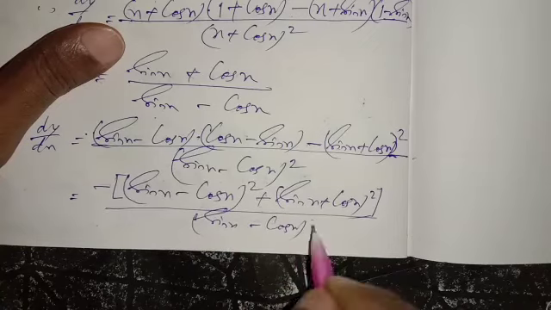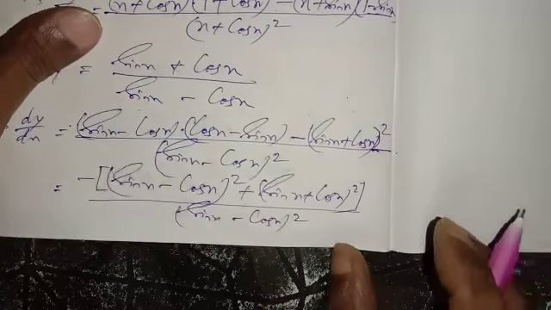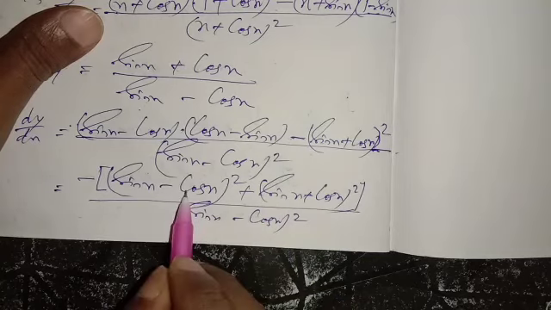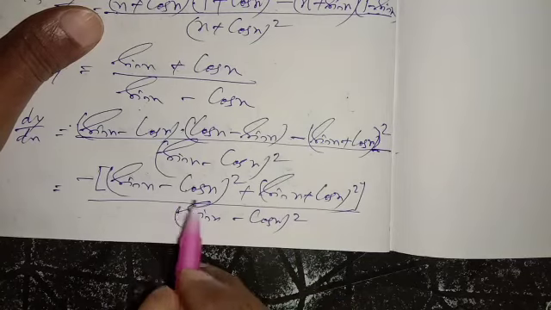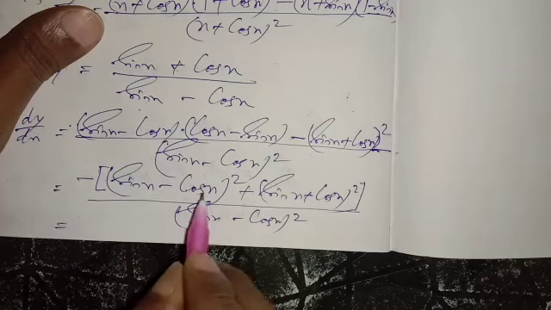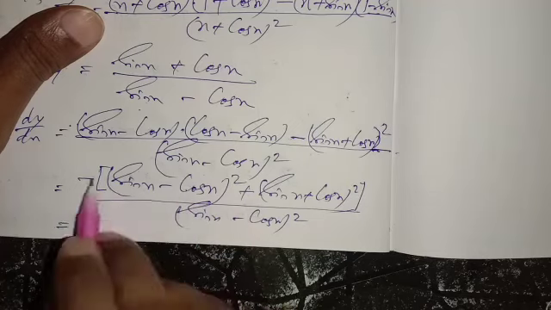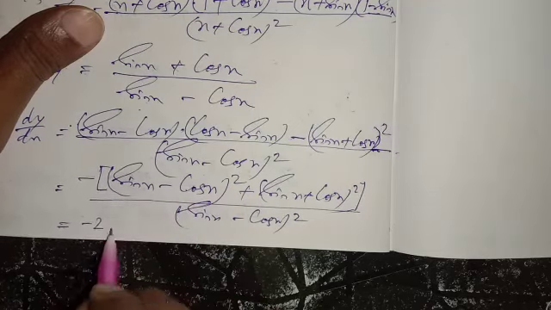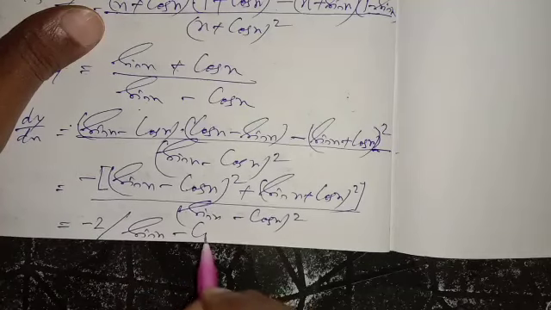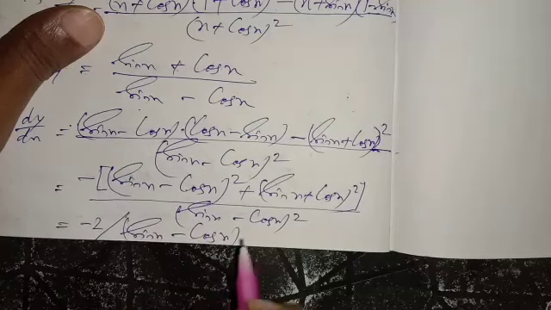Here you can apply one formula: (a plus b) whole square plus (a minus b) whole square. The formula is 2 whole into (a square plus b square). That means 2 whole into (sin square plus cos square), and sin square plus cos square is 1, so it will come 2. Similarly with the minus, that means minus 2 by (sin x minus cos x) whole square.